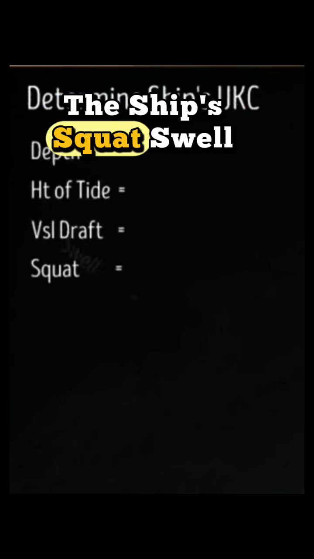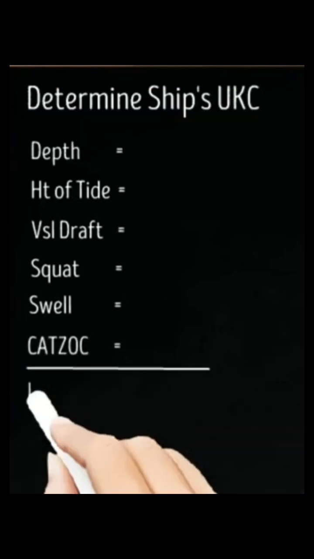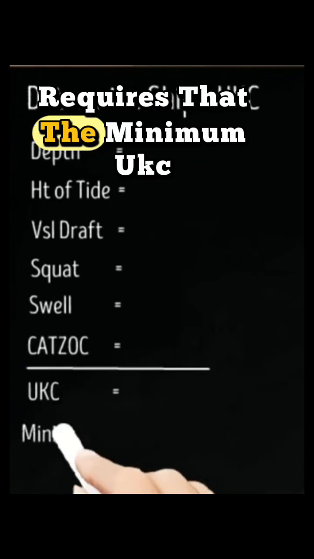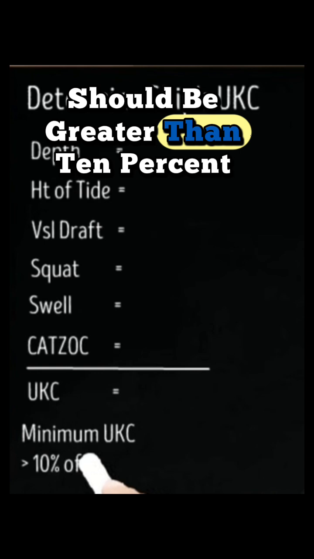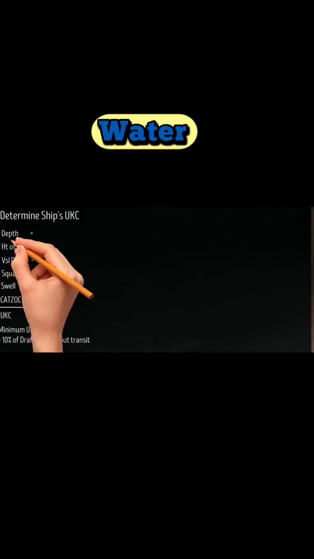To find the UKC, we need the depth. This refers to the depth of the water. Then the height of tide, the vessel's draft, the ship's squat, swell, and the category of zone of confidence or CATZOC. The company policy requires that the minimum UKC should be greater than 10% of the ship's draft throughout the transit, starting with the depth of the water.